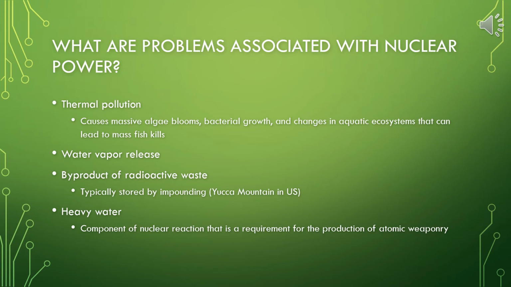First of all is thermal pollution. This is the release of hot water into a local body of water. This often causes massive algae blooms, bacterial growth, and changes in aquatic ecosystems that can lead to mass fish kills, largely because the water is too warm for the organisms that are adapted to the zone of tolerance there.